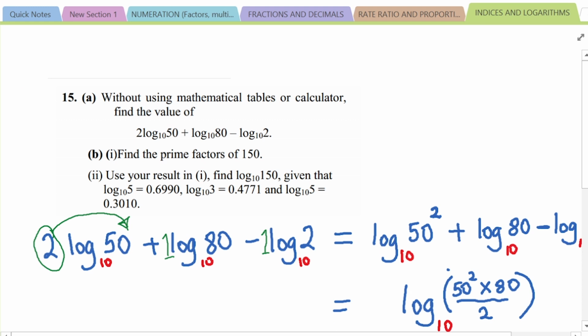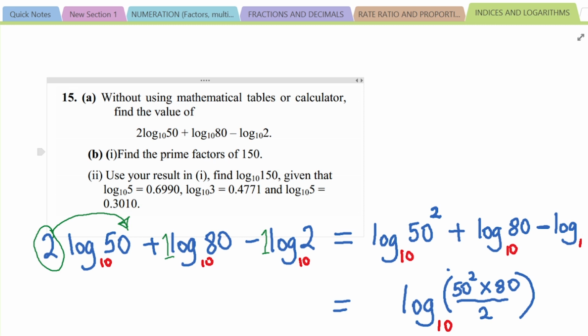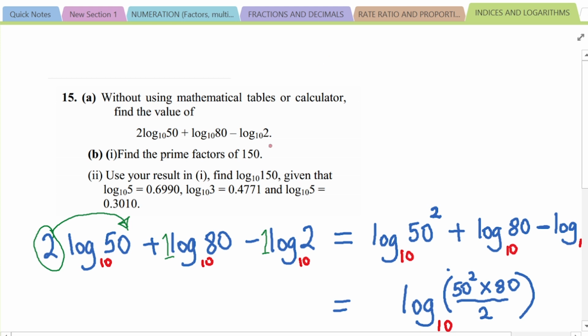So part B. Part B requires us to find the prime factors of 150. So what are the prime factors of 150? Let me do that here. This is part B of the question. They want us to find the prime factors of 150. So when I look at prime factors of 150, I'll begin by dividing that by 2. What do you end up with? 75.